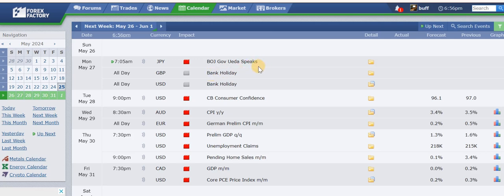I'm only looking at major news events, so that's why I only see red squares on mine. If you open yours, you might see yellow, you might see orange, medium impact, low impact events. Because I'm trading on the daily charts, I'm only interested in the high impact news events. So it's a pretty quiet week. That's the whole week there.